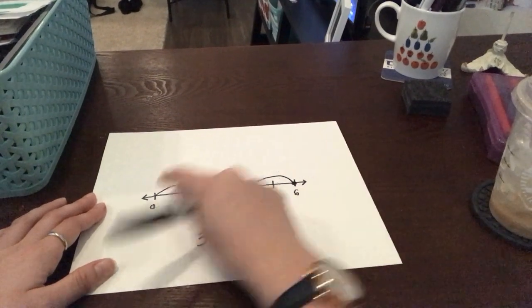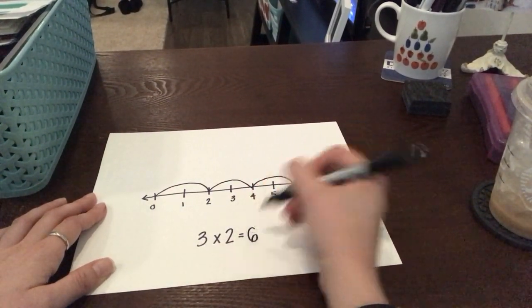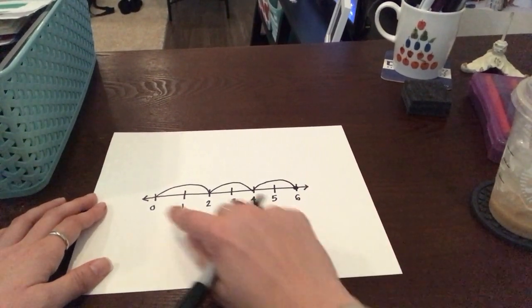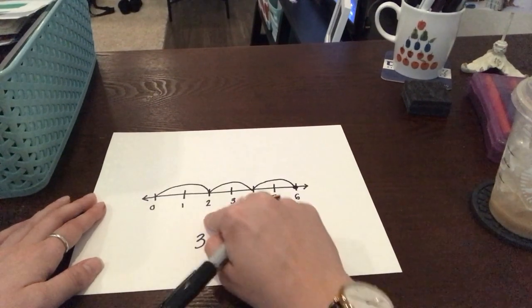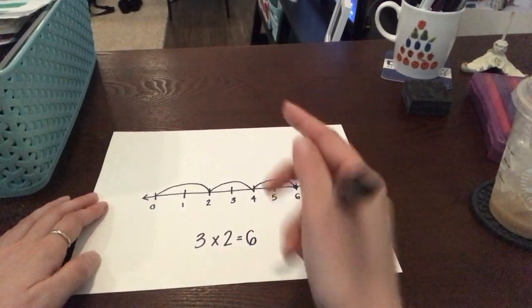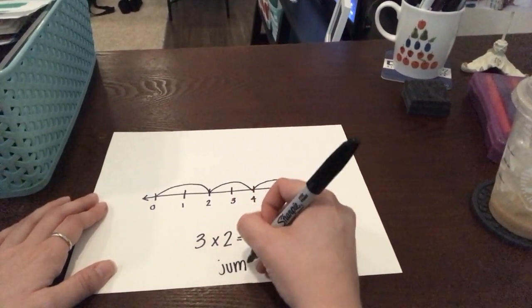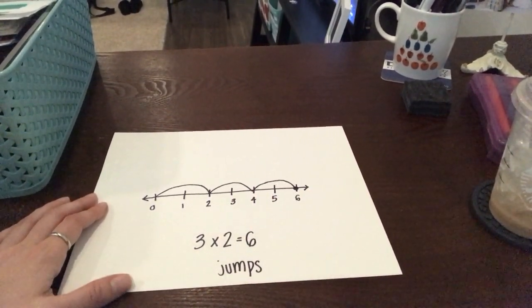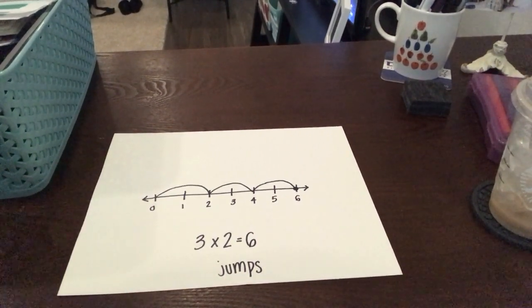And since I have 3 jumps of 2, I know that my answer is 6. So I would encourage you to get outside and to maybe draw some of these jumps and have students actually hop from one place to another, because we do like to call these jumps on a number line. And it's way more fun when you can get outside and actually do the jumps yourself.